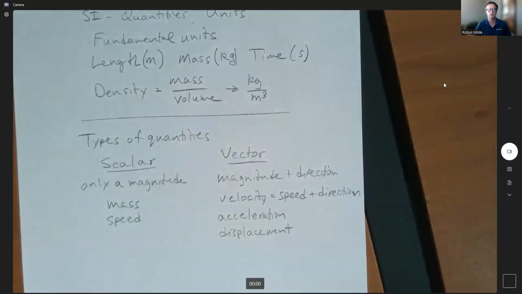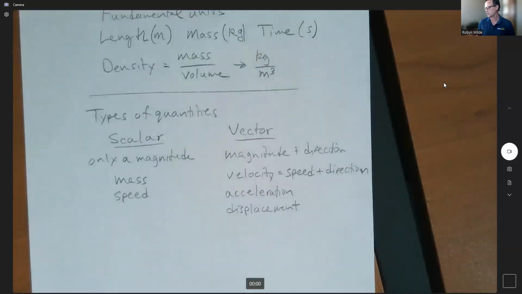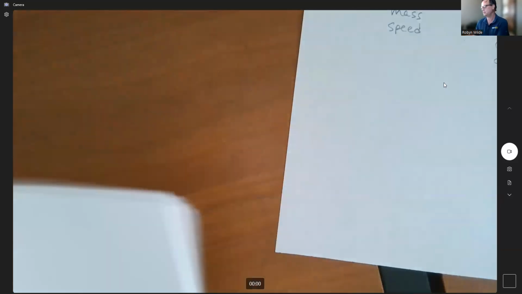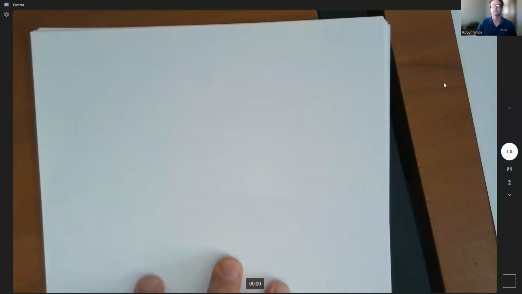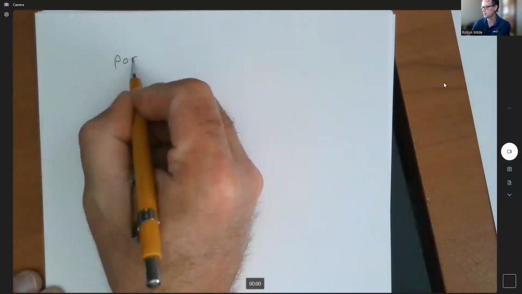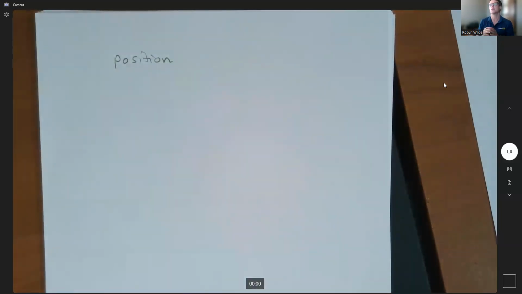Okay, so I just wanted to talk about those types of quantities. So let's go ahead and now define what I mean by displacement and velocity. First of all, if I'm going to describe the motion of something, the first thing I really need to do is describe where it is. And I'm going to call that its position. The position is telling me where it is.